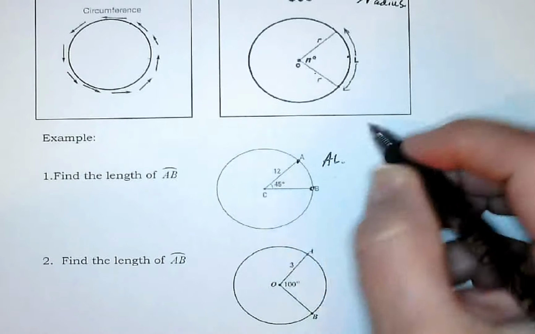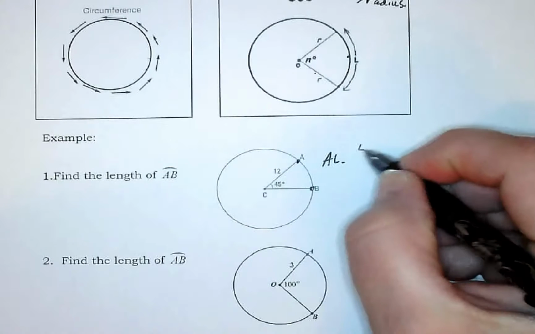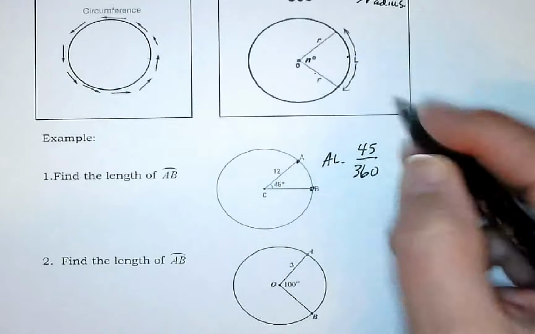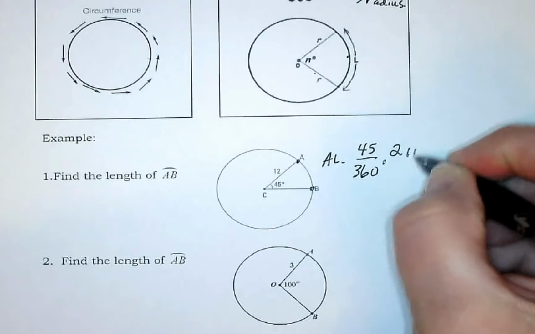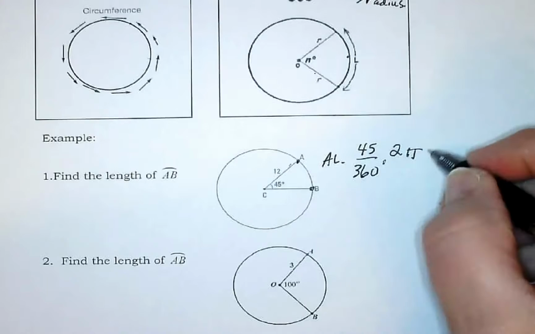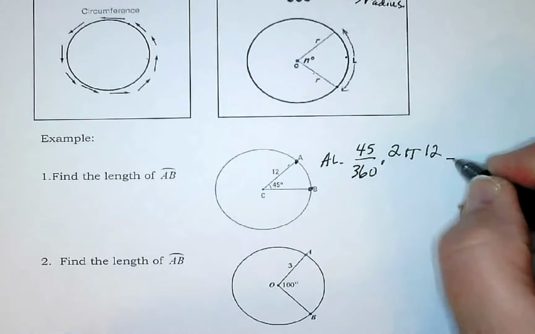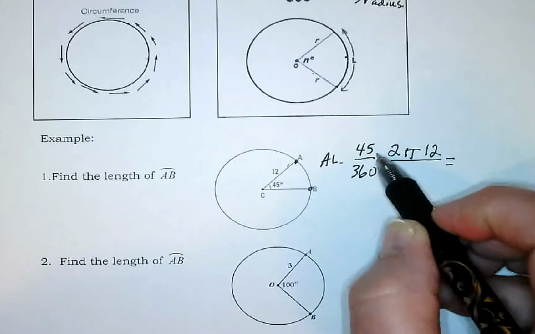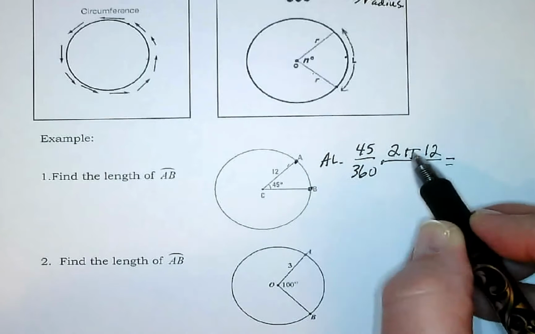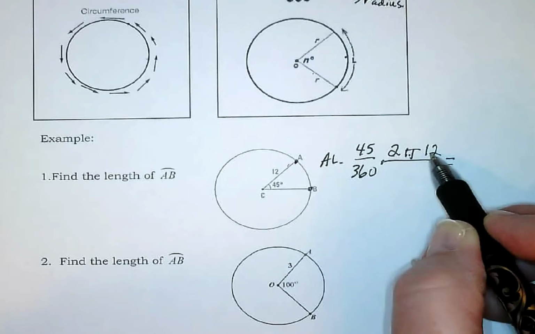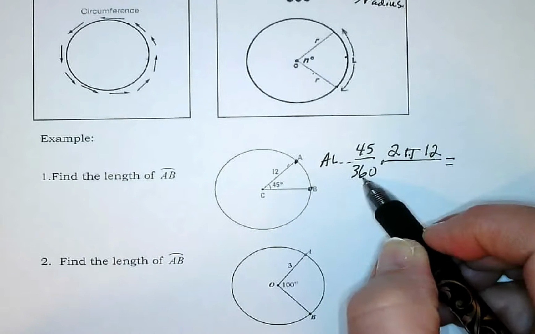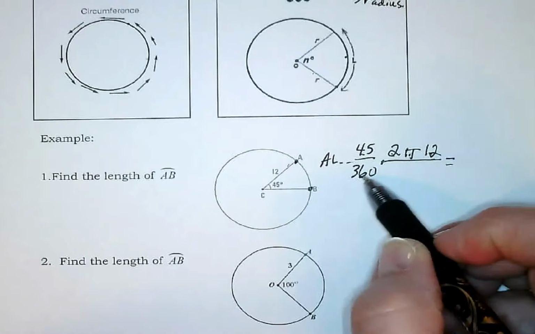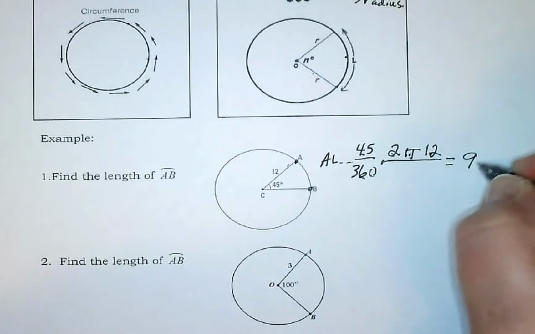So the formula for arc length is the central angle, which in this case is 45 out of 360. So I'm taking that fraction of the whole thing, and the whole thing is 2 times pi times the radius, which on this problem is 12. Probably the easiest way to solve these is just punching in the calculator. So I would go across 45 times 2 times pi times 12 divided by 360. It's probably the easiest way to do it, is to multiply these things all the way across the top, divide by 360, and when you do so you get 9.4.